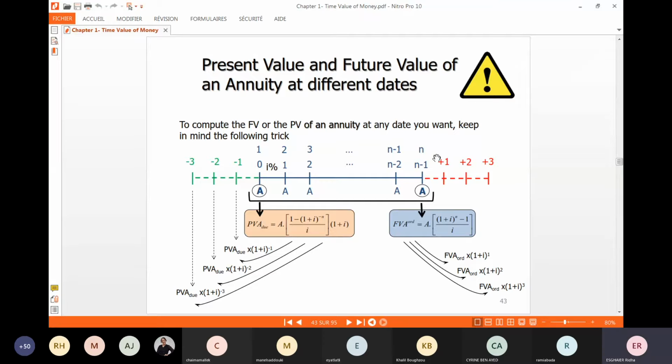And even this differentiation, I will not use it, and I will say we'll take the date of the first amount and the date of the last amount only, regardless of what happened before and after. For example, suppose that you will receive $100 at the end of each year, for 5 years, but the first amount you will receive 3 years from now.